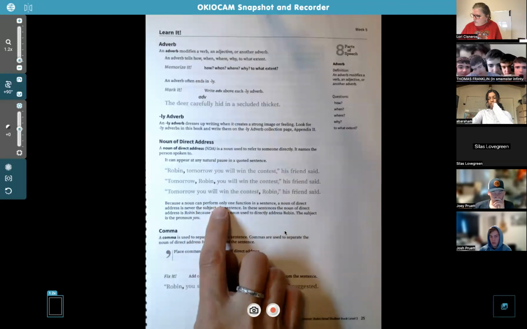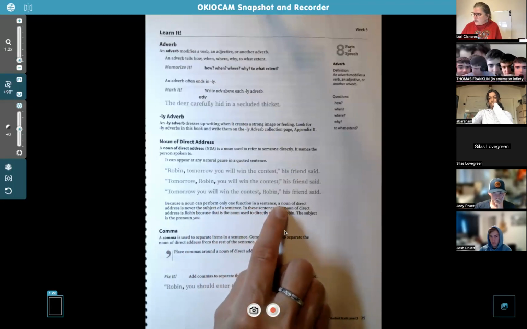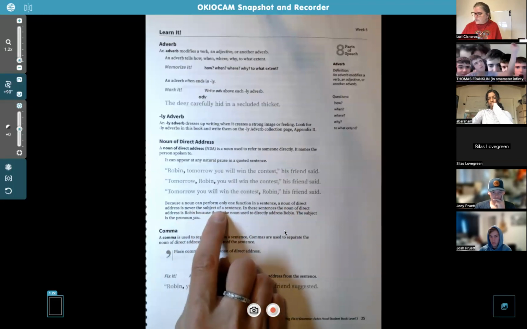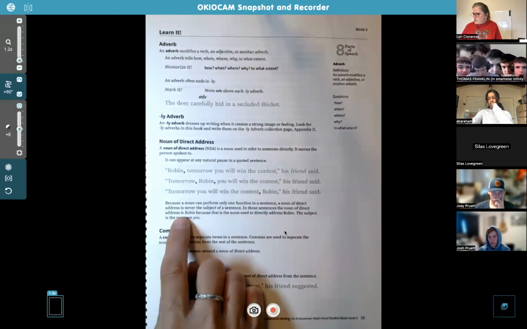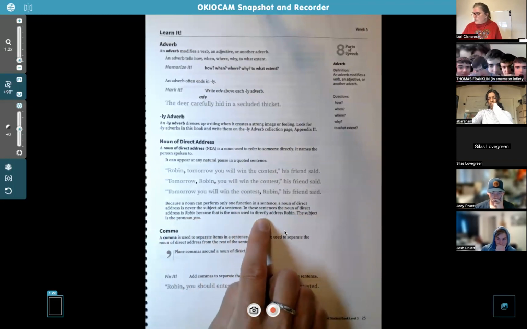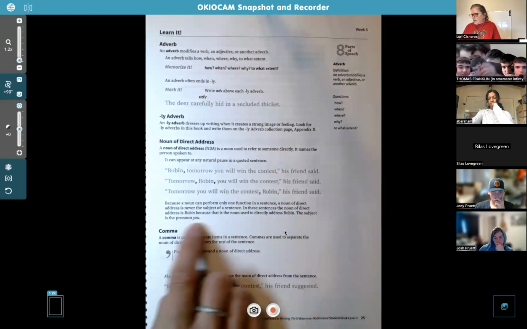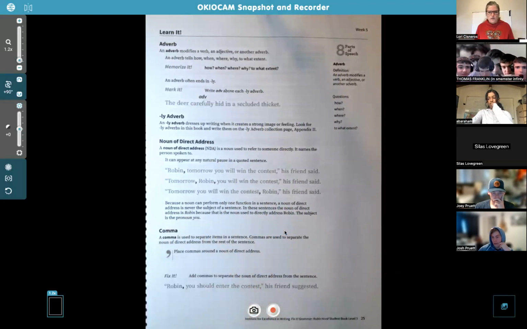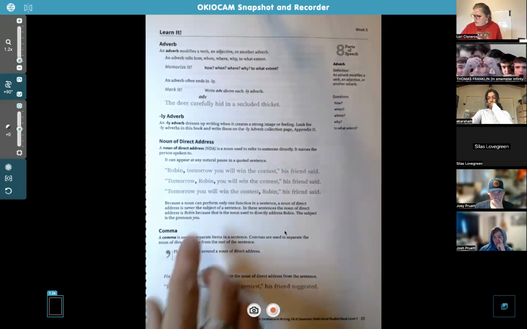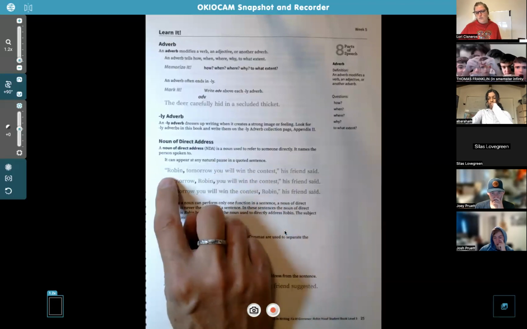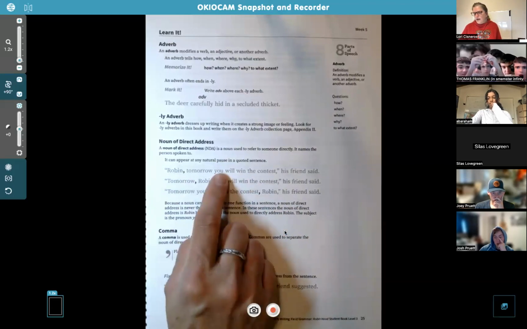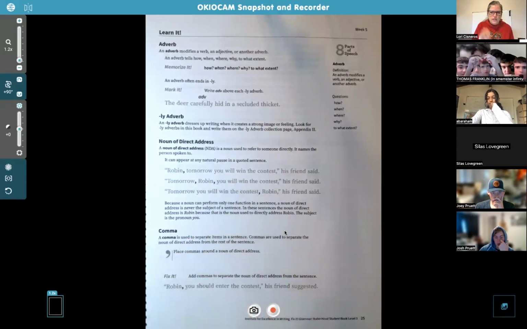So because a noun can perform only one function in a sentence, a noun of direct address is never the subject of the sentence. In these sentences, the noun of direct address is Robin because that is the noun used to directly address Robin. The subject is the pronoun you. So that's where it gets a little tricky because it still is Robin when they're using that word you. Robin, tomorrow you will win the contest. You is still talking about Robin. But in that example, you is actually a pronoun.